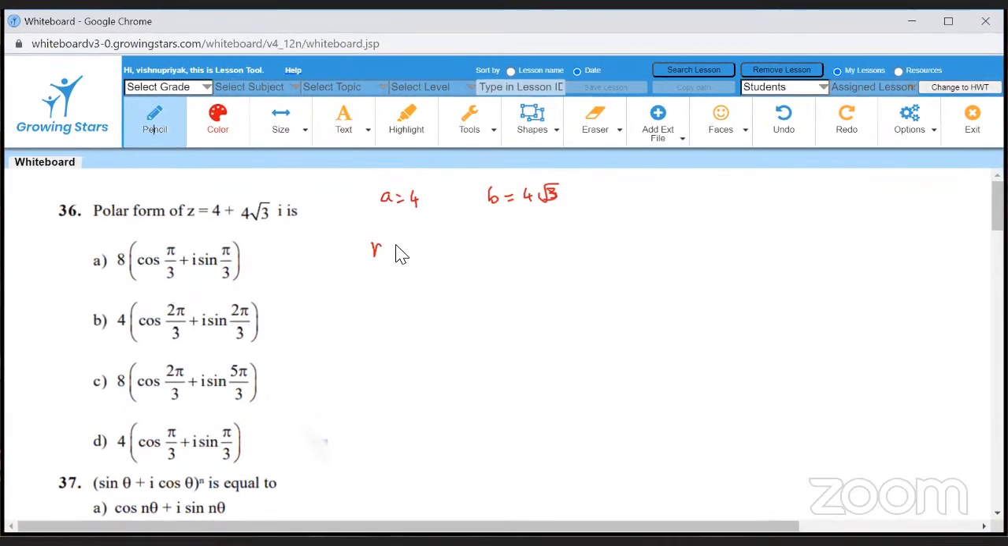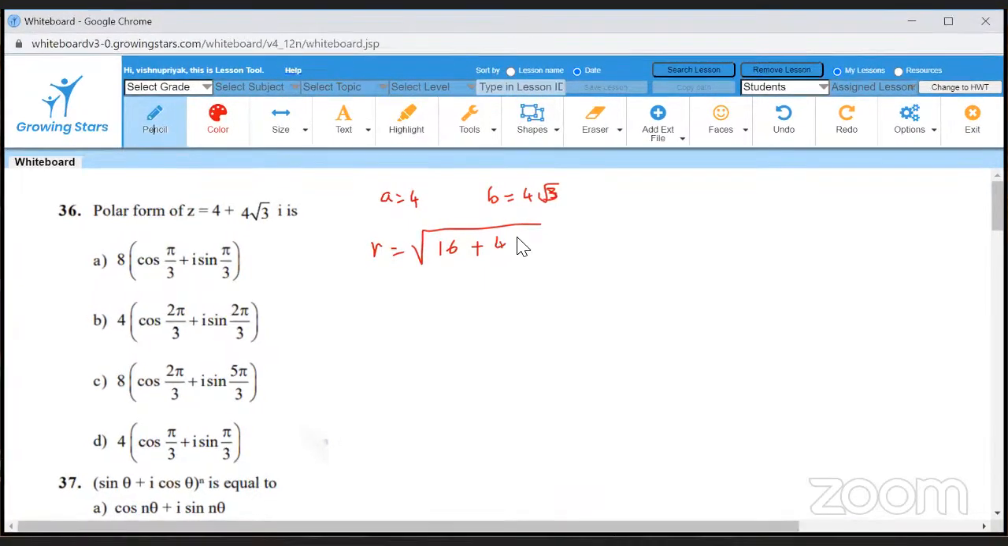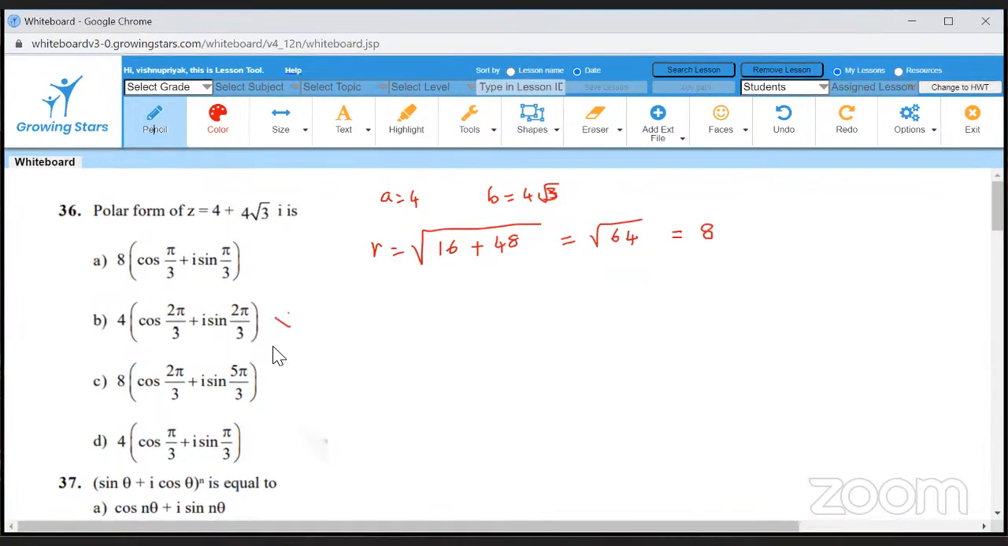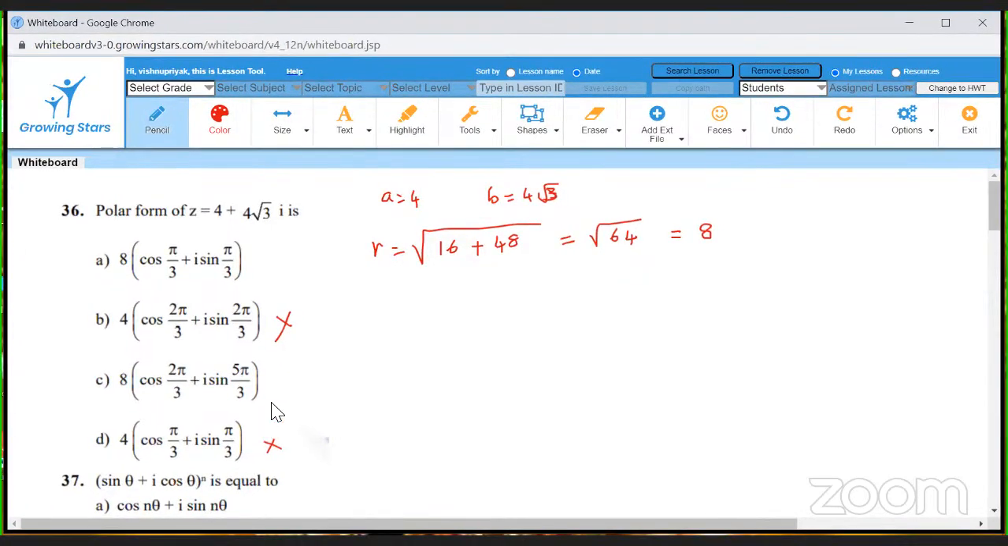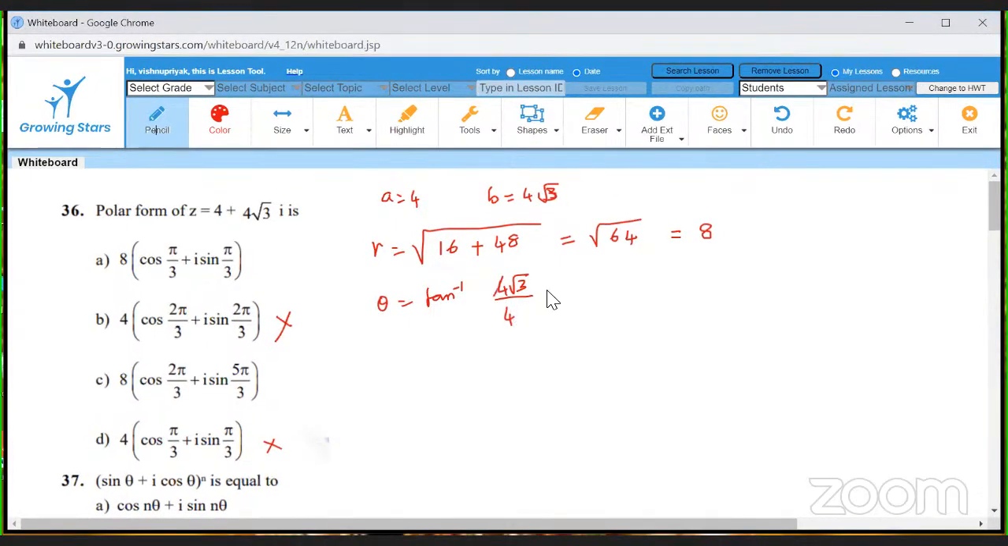What is the mod? Square root of a square, which is 16, b square is 16 into 3, 48. That is square root of 64. What is square root of 64? 8. So most probably B and D will be wrong, either A or C. Next, amplitude theta is tan inverse b by a. Tan inverse root 3.